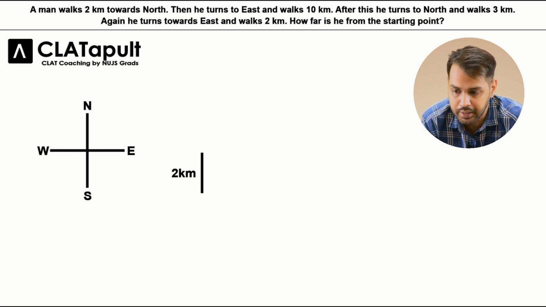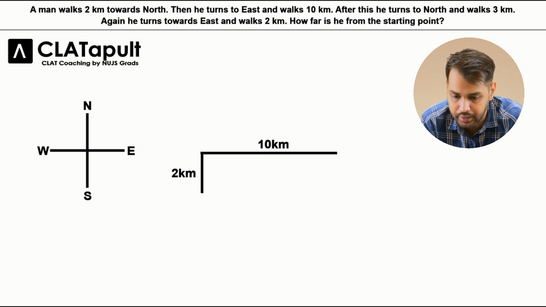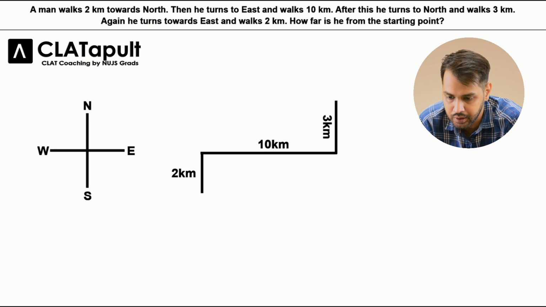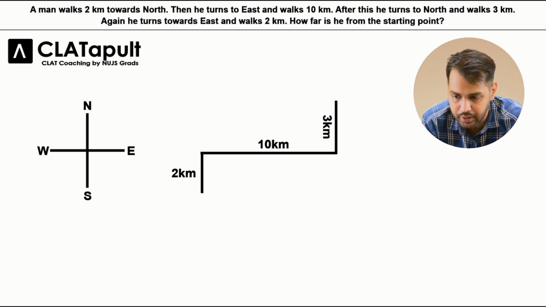First, the man is walking 2 kilometers in the northern direction. Let us draw that. Here I have drawn 2 kilometers in the northern direction. Then he turns to the east and walks 10 kilometers. Let's draw that also. There you go, this is the 10 kilometers. After that, he is again turning towards the northern direction and walking 3 kilometers. All right, let's draw the 3 kilometers. So this is the diagram that we are getting.